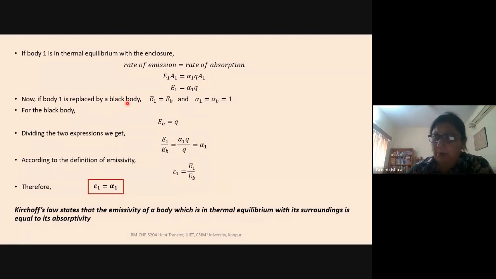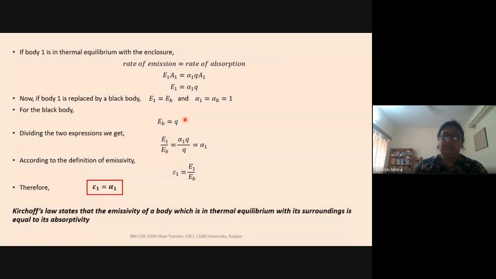Suppose this body, body 1 inside this enclosure, is now a black body. So the emissive power of the body is given as EB, and alpha 1, the absorptivity of the black body, is equal to 1. For a black body, all the radiation that falls onto it is absorbed. So the absorptivity is 1, nothing is reflected and nothing is transmitted. For a black body, EB is equal to q. So if I put it in this expression, A1 gets cancelled from both sides. E1 is given as EB, and alpha 1 is equal to 1. And so EB is equal to q.